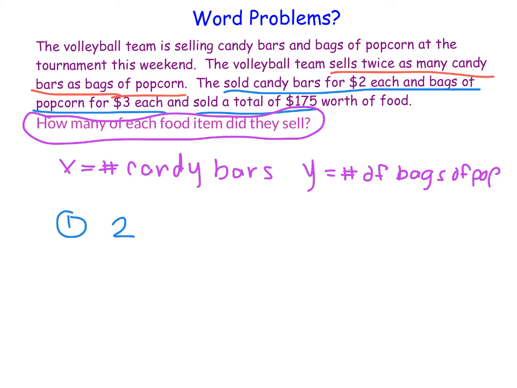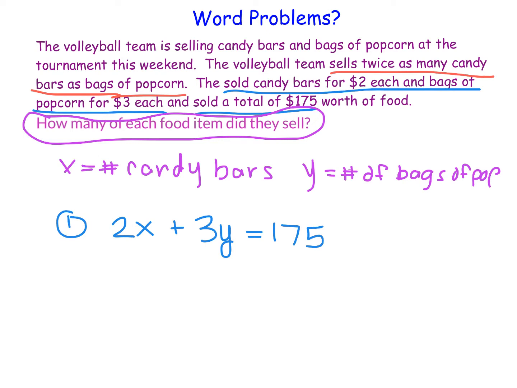of candy bars that I sold, which I can see is represented by x. So $2 times the number of candy bars that were sold. I then know I have $3 times the number of bags of popcorn that I sold, which is represented by y. And then I add them together, and I sold a total of $175. So that's my first equation because I can see how that cost is calculated in this situation.